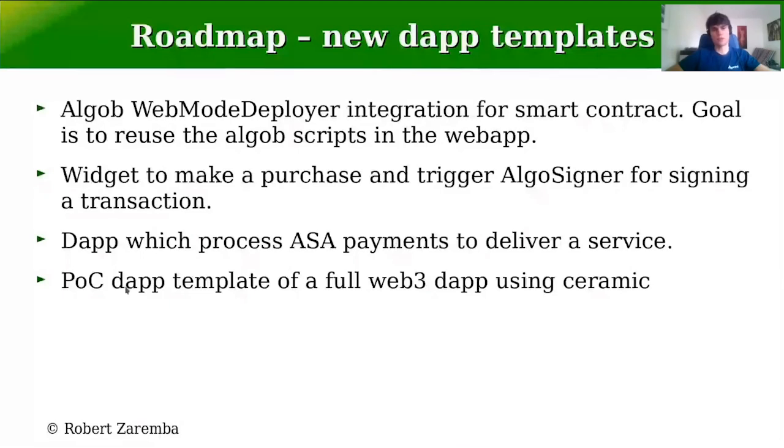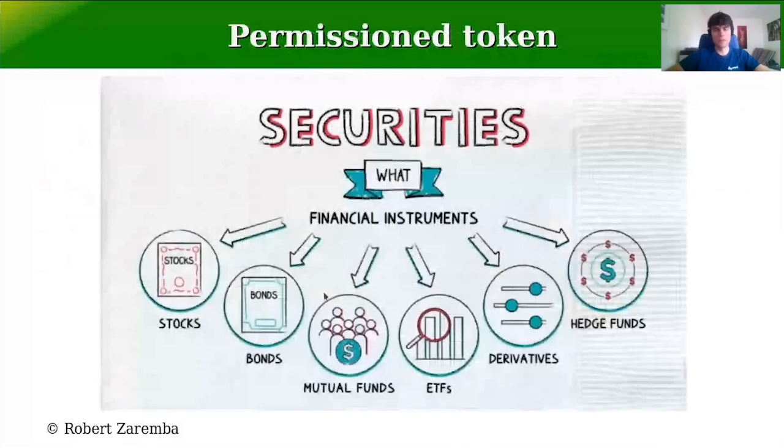And finally, a proof of concept for a template with full Web3. As we think about Web3, there is storage, let's say IPFS, there is identity, and there are smart contracts, and we want to see how Ceramic can be used to have that template. Okay, finally, the permission token. That's what I wanted to be the highlight of this presentation. Ratik will do a demo.